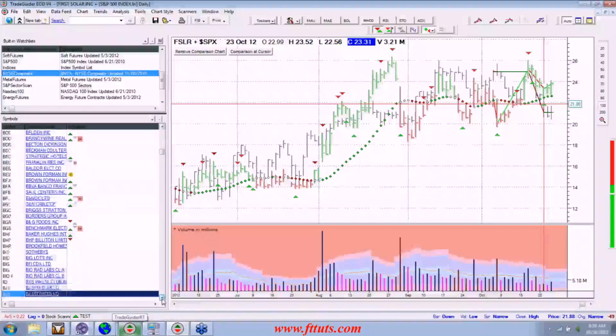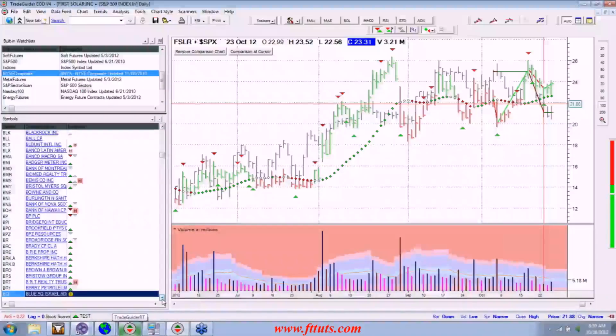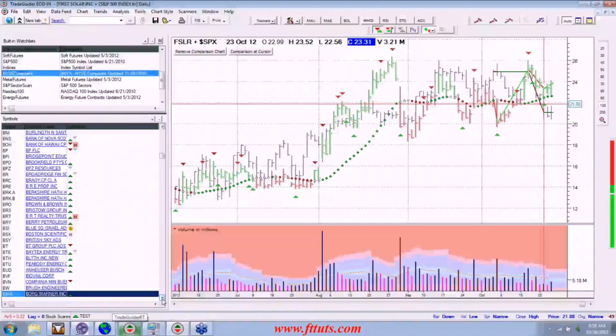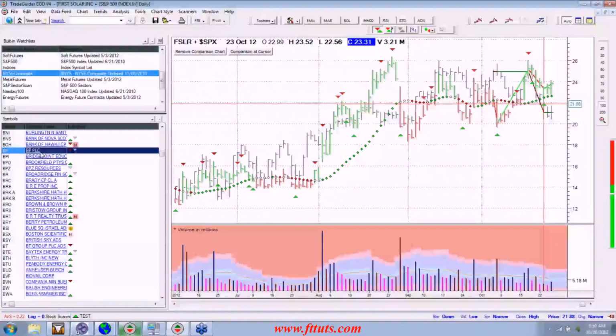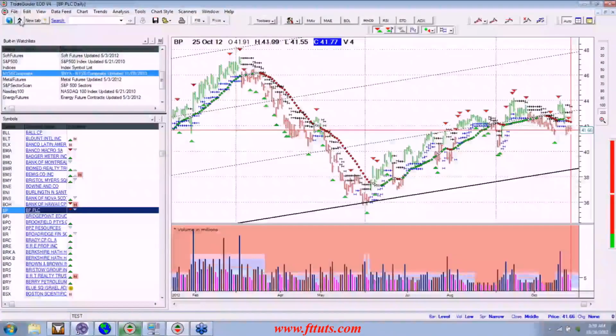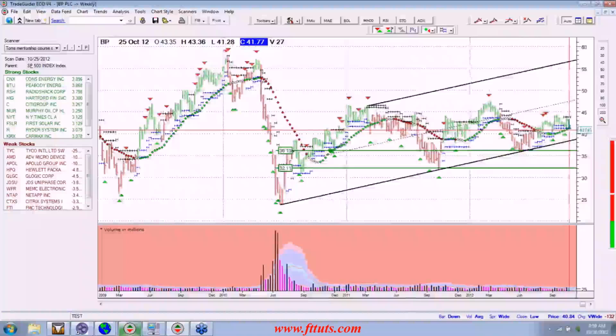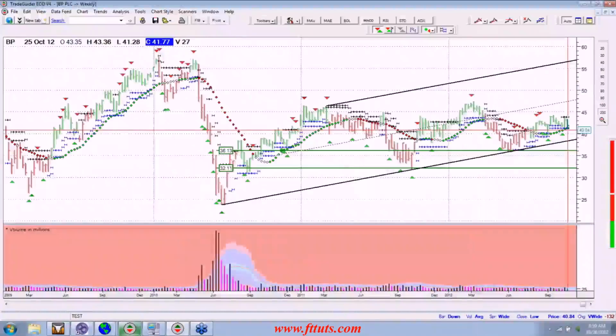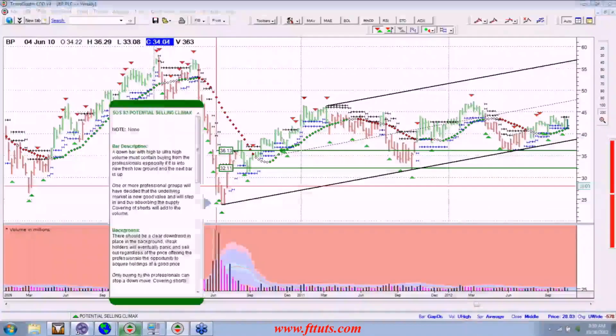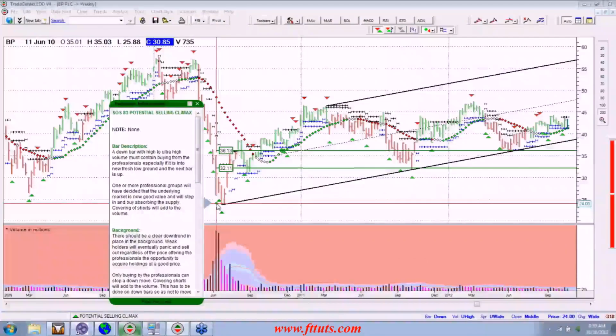Tom always told me there's a lot of information in the background, but you've got to go and look for it. So I put up a weekly chart of British Petroleum. And I said to Tom, my goodness, you're absolutely right, Tom. There's a selling climax. Can you all see my chart of BP, by the way?